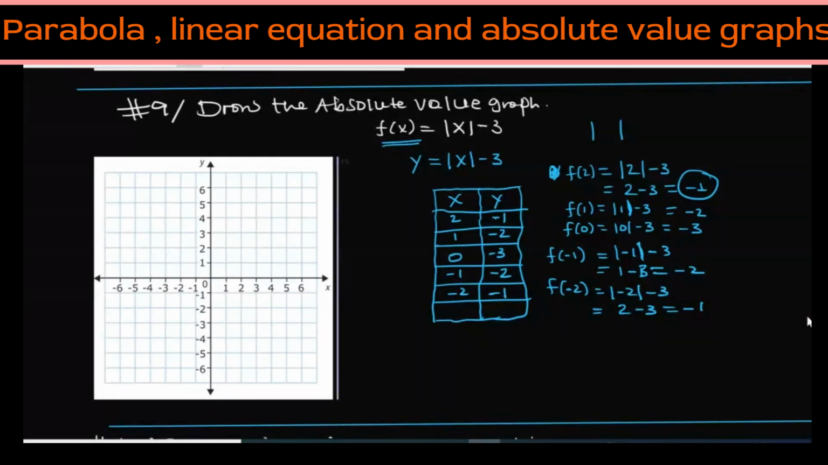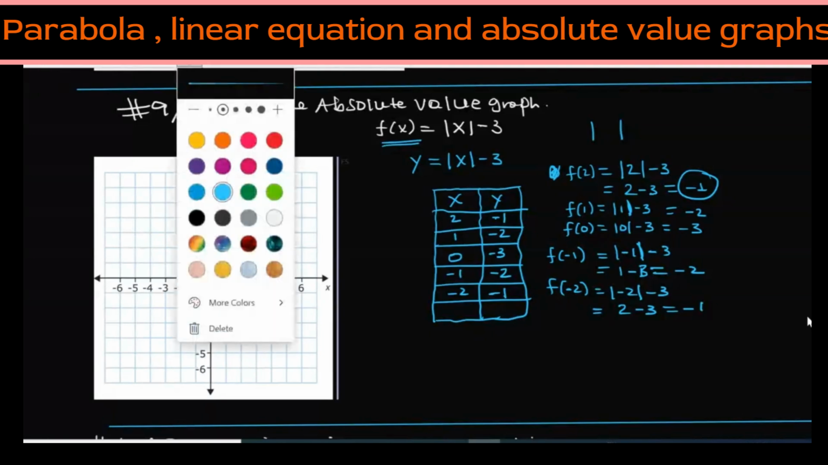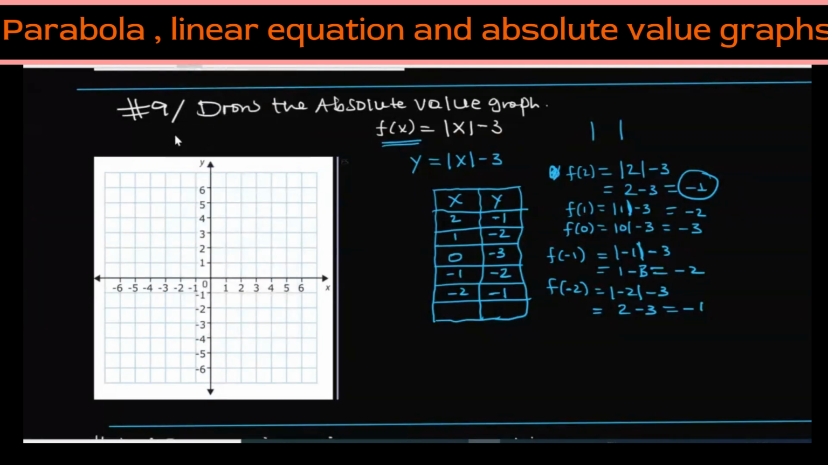But look at this now. What do you observe from this table? From this table, when x is 0, this is negative 3.